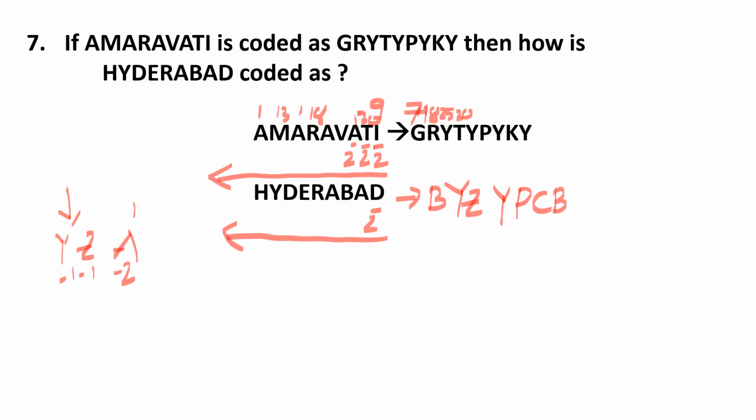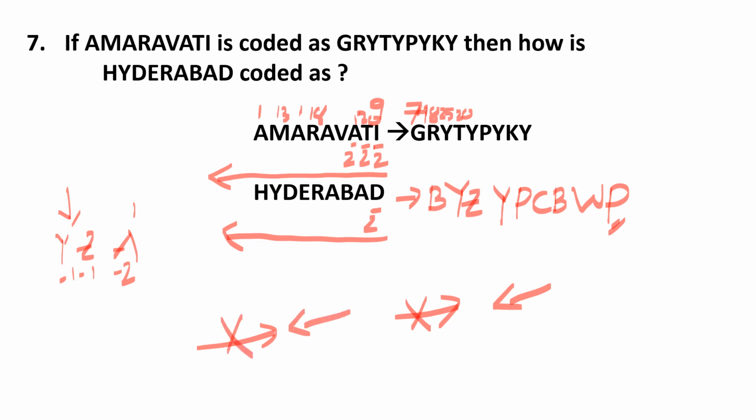Y minus 2. Y is 25. 25 minus 2, that is 23, that is W. H minus 2 that is P. So this is the answer. From the right hand side we are getting it. From the left hand side we are not getting the logic. From the left hand side, what we are getting is 1 7 means plus 6, like that we are getting. So we are not getting it from the left hand side, we are getting it from the right hand side.